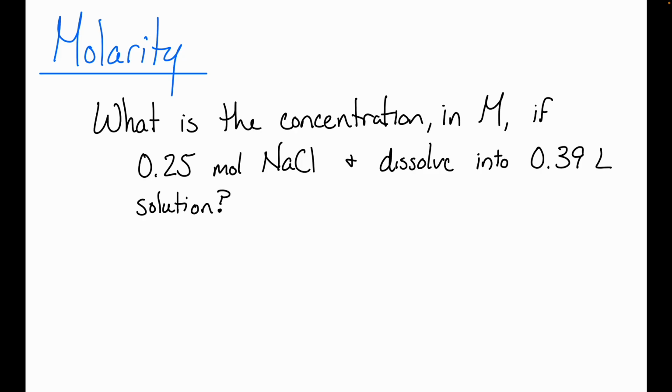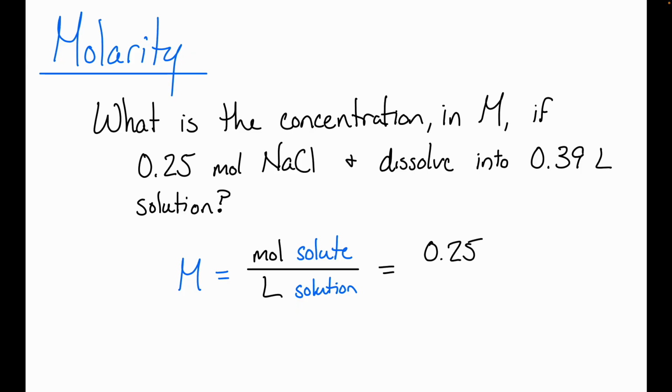Okay, so how are we going to do this? We're going to use our simple definition here of what it means to be in units of molarity. We need to take moles of our solute and divide it by liters of solution. Okay, so my 0.25 moles of NaCl divided by my 0.39 liters of my solution.